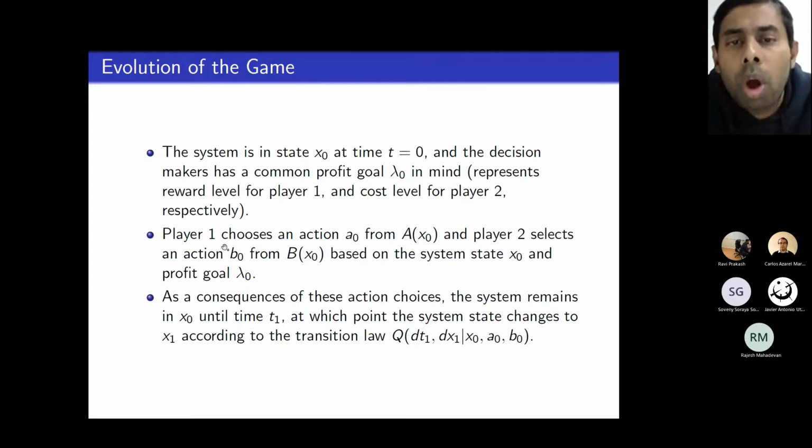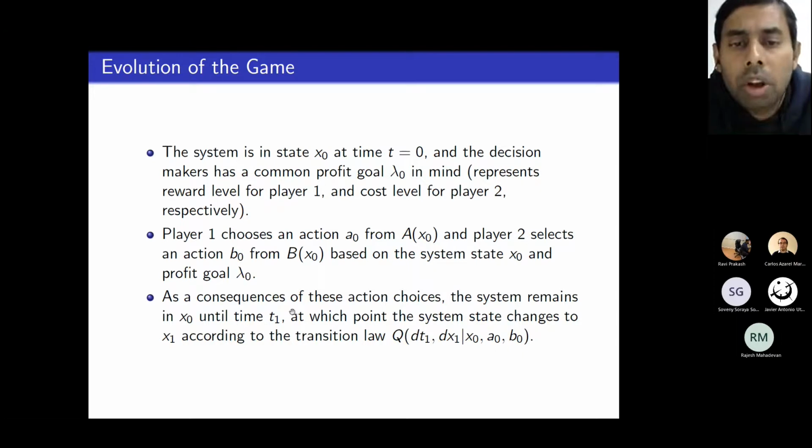Now at time 0, player 1 chooses an action a0 from A(x0), because x0 is the initial state, and player 2 selects an action b0 from B(x0). Remember, A(x0) is the set of all admissible actions in state x0 for player 1, and B(x0) is the set of all admissible actions for player 2 in state x0. So player 1 chooses some action a0, and player 2 chooses some action b0, based on the system state x0 and the profit goal lambda naught.